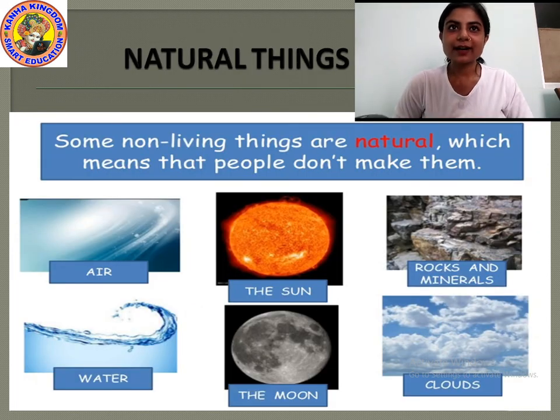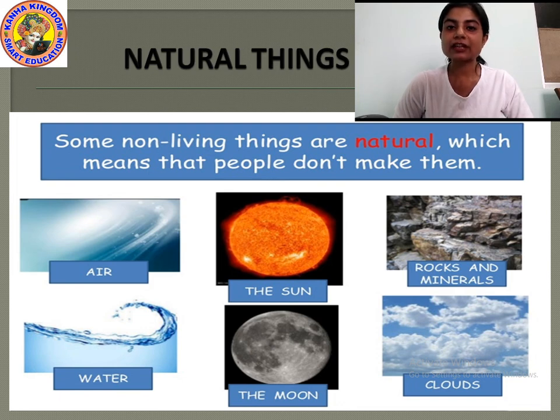Now students, what are natural things? Natural things are those that people cannot make. Some non-living things are natural, which means that people don't make them.